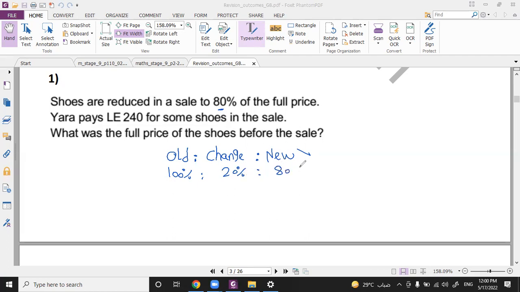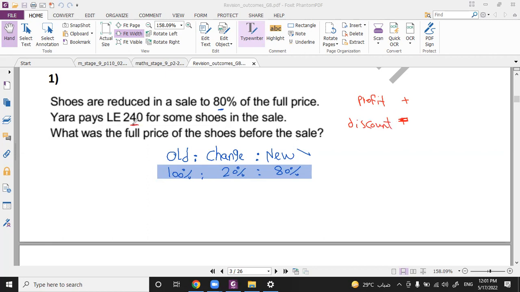What is the new price? It's 80%. So the first row is written as percentages. I have the old price. The old price all the time is 100. And the change might be profit. In this case, we will add. Sometimes you will find the change as discount. So in the discount, we subtract.